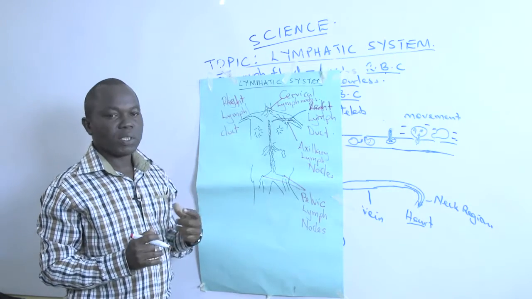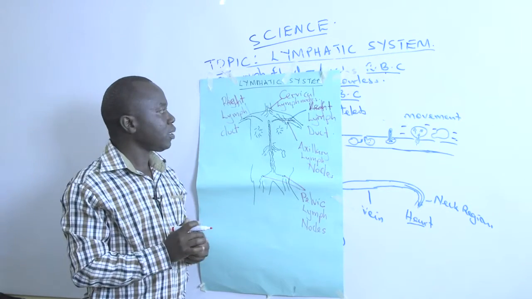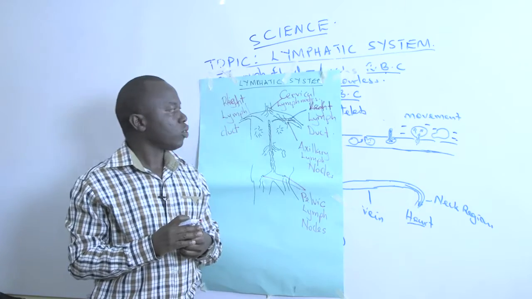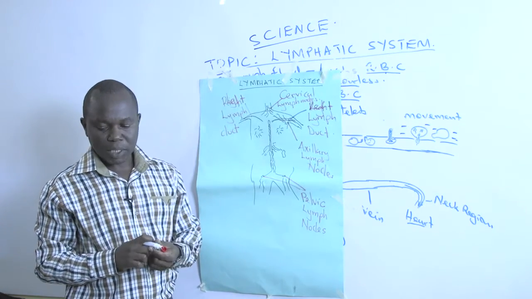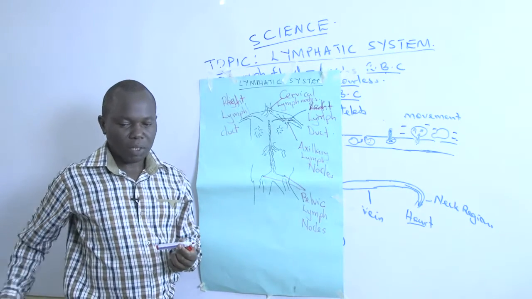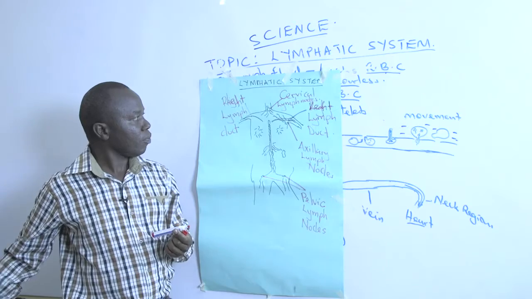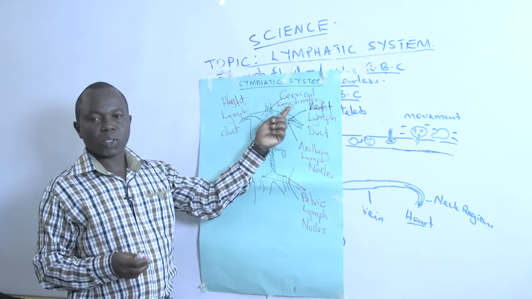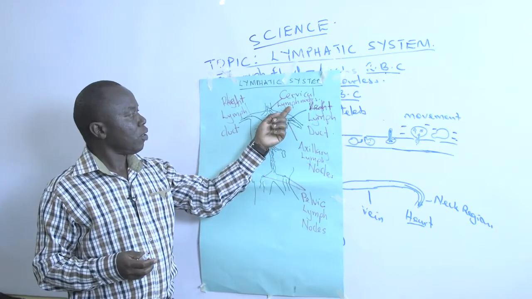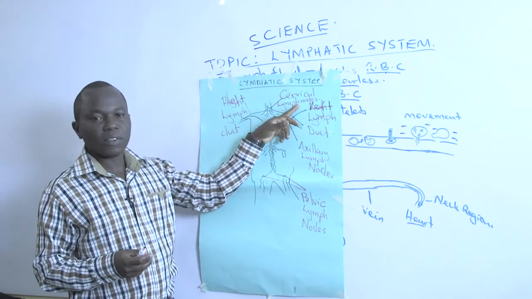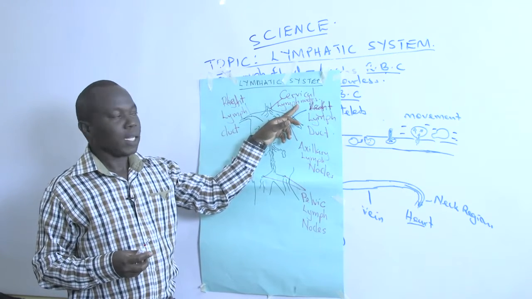So you can detect lymph nodes on your body when there's an infection, for example, bacterial infection. If it is close to the throat or in the neck region, the lymph nodes are going to swell.